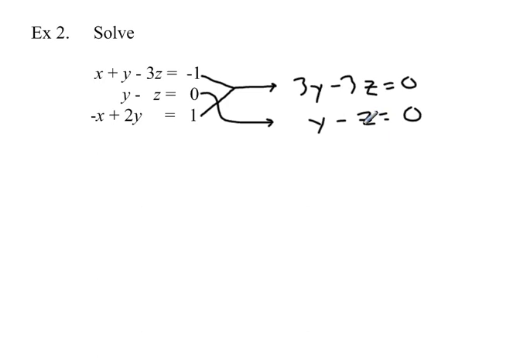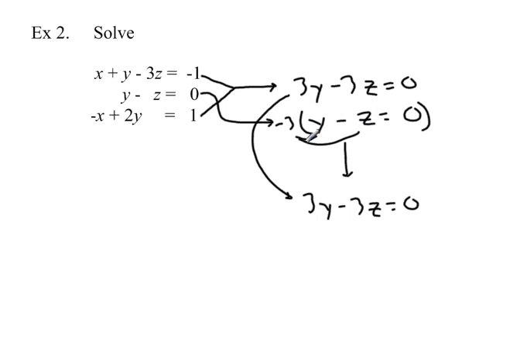Okay, let's try to get these z's to cancel out. I think if I multiply everything on the bottom equation by -3, it'll get those z's to cancel. So let's bring that down here. So first equation I'll just bring down to start. That's 3y minus 3z equals 0. Second equation, if we multiply everything by -3, we get -3y plus 3z equals 0.